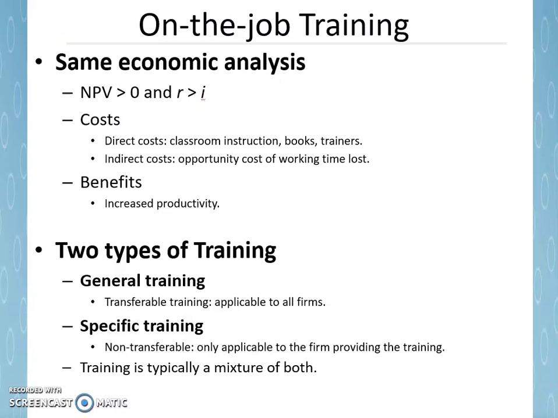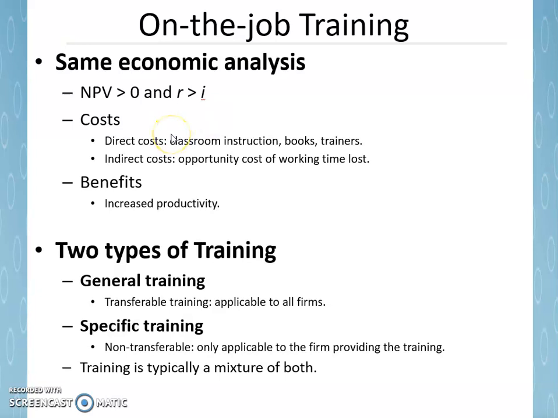Picking up from the last video, we saw that there is the same economic analysis for on-the-job training as for the human capital investment in college. Net present value greater than zero or an internal rate of return greater than the market interest rate justify the investment. That is, would make the investment an efficient allocation.